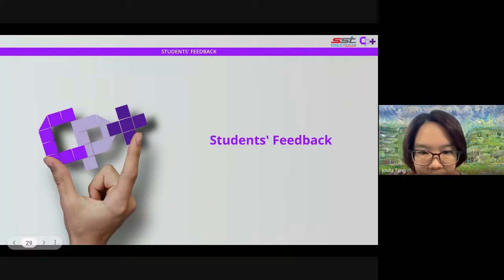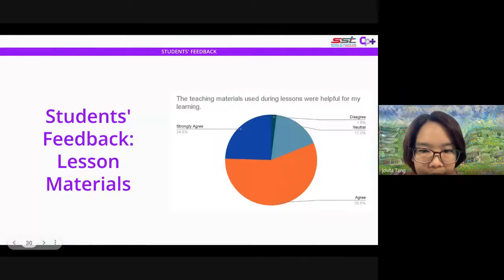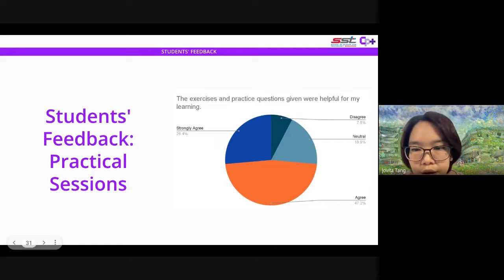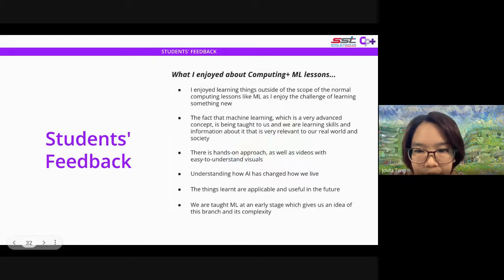Right. So that's why I share a bit of my students' feedback with the whole program. I think many of them found the teaching materials useful, the slides that we give, in particular the practical exercises as well. I think many of them find them useful to help them understand more about machine learning, a bit more about AI. Many of them do enjoy the lessons. They do enjoy that they're learning something a bit beyond the O-level syllabus. I'm glad they also get a bigger picture of how AI has changed how we live, and how they find it applicable for future use as well.